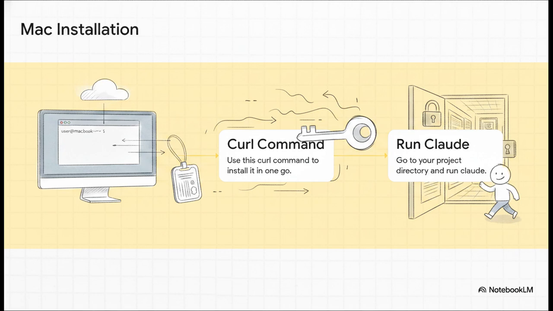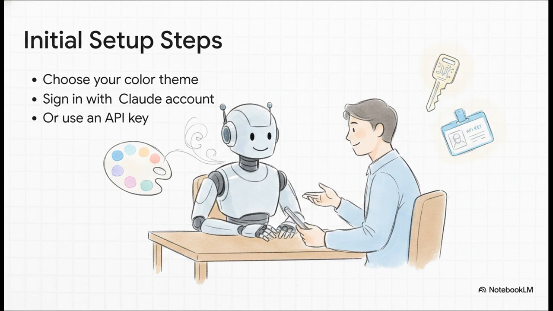First thing, just open up your terminal. Then you're literally just going to paste and run this single curl command provided by Anthropic. I actually like to think of running this curl command as walking your new assistant down to the security desk and handing them their digital security badge so they can finally enter the building. Once that command finishes up, you just navigate over to your specific project directory and run the word Claude. And that's it. They're in the building. But here's the crucial part.